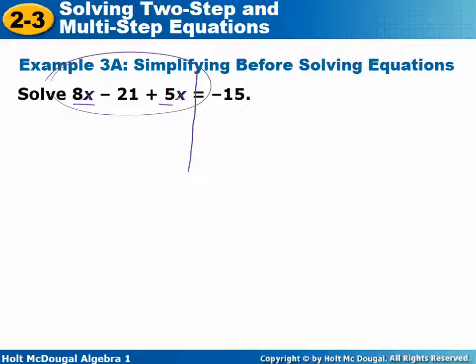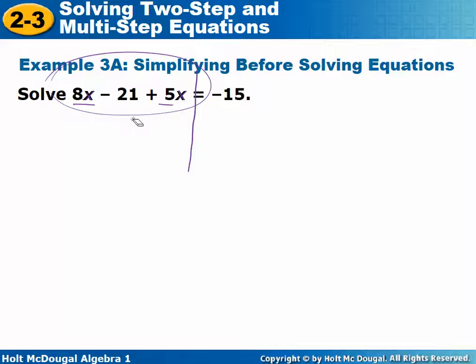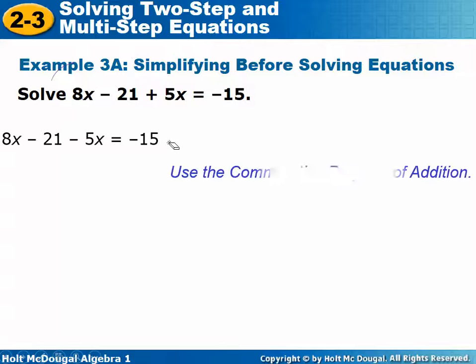So I have 8x plus 5x. If you want, you can rewrite these next to each other to make it easier to see what the like terms are going to be. 8x plus 5x is 13x. Once you do that, then you'll have a two-step equation like the ones that we've been practicing solving, and you'll be ready to undo your operations. All right, so let's write this out.